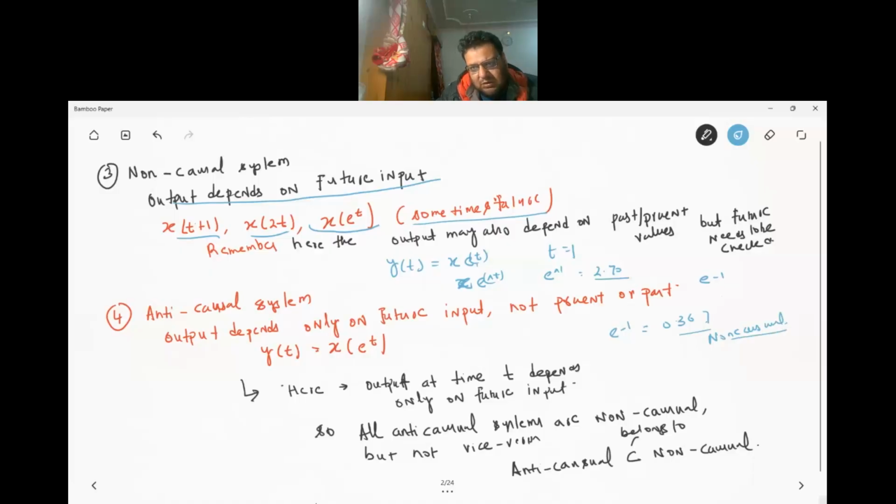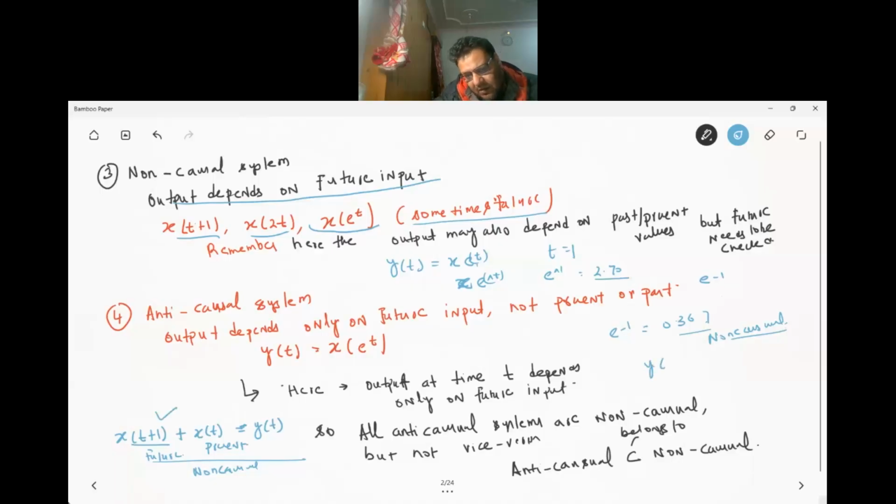Non-causal systems are those systems which depend upon past, present, as well as future values. Like, let's say you have a system y of t equal to x of t plus 1 plus x of t. What you notice here is that it depends upon the present as well as the future. So categorically you can say this system is non-causal, because this t plus 1 term is making it non-causal.